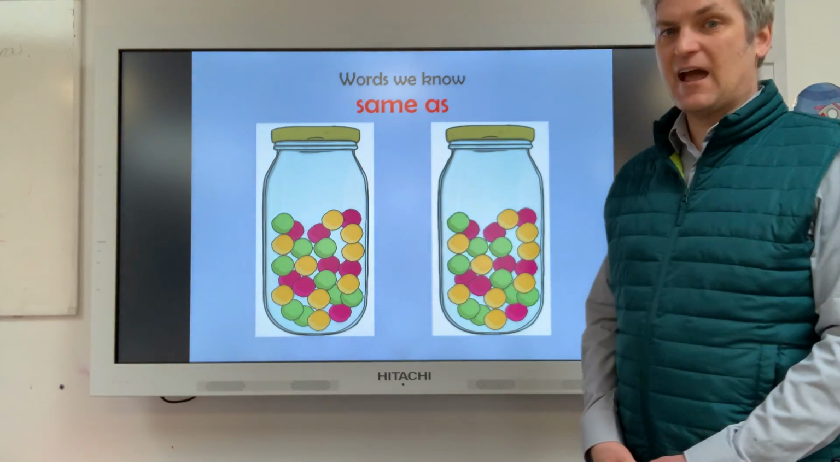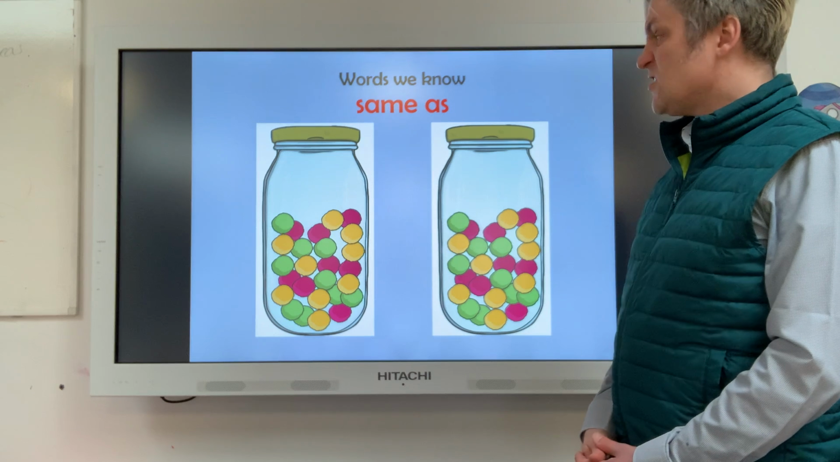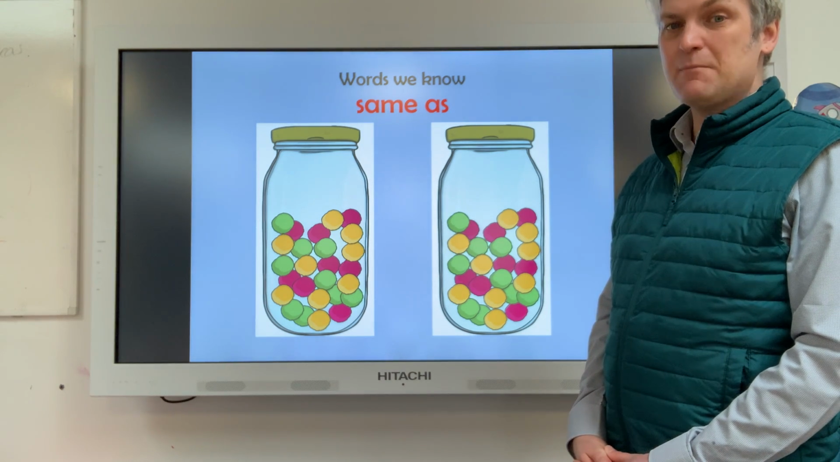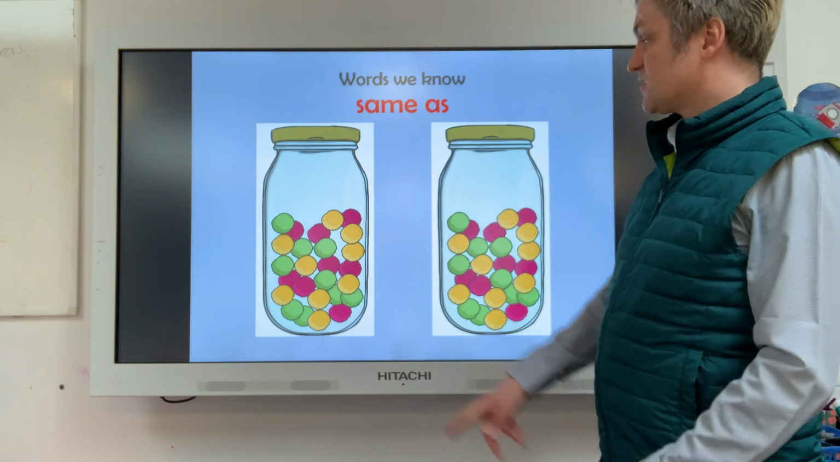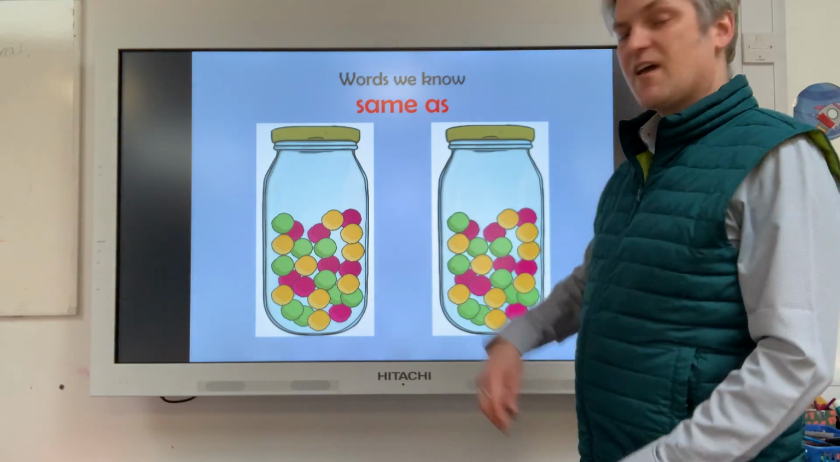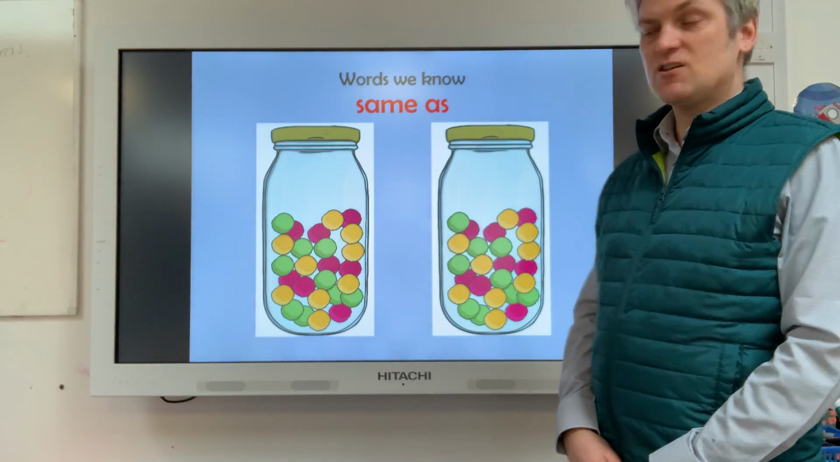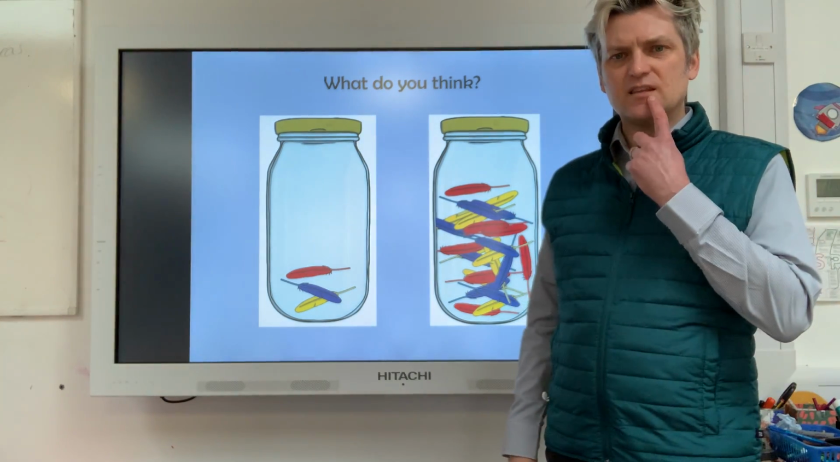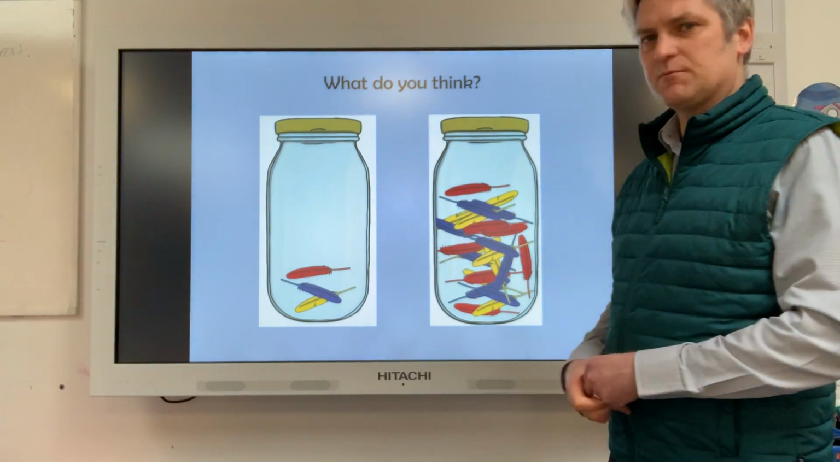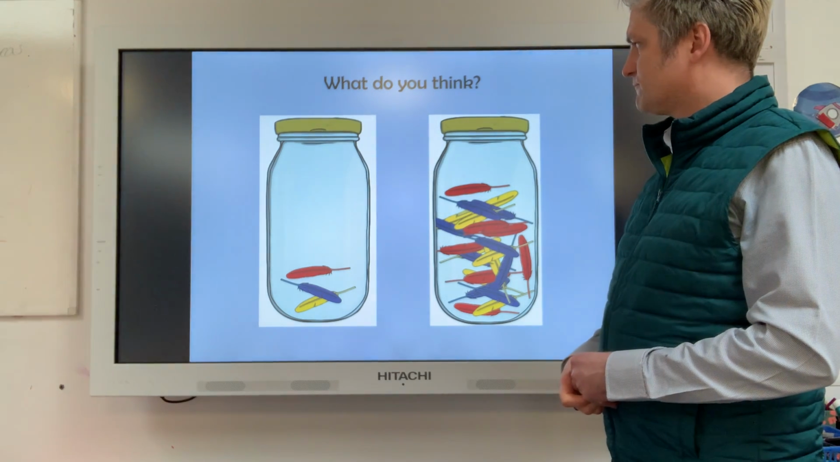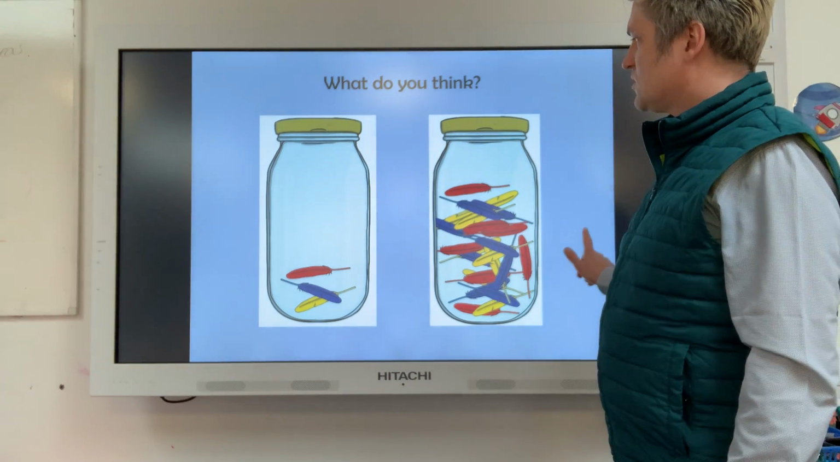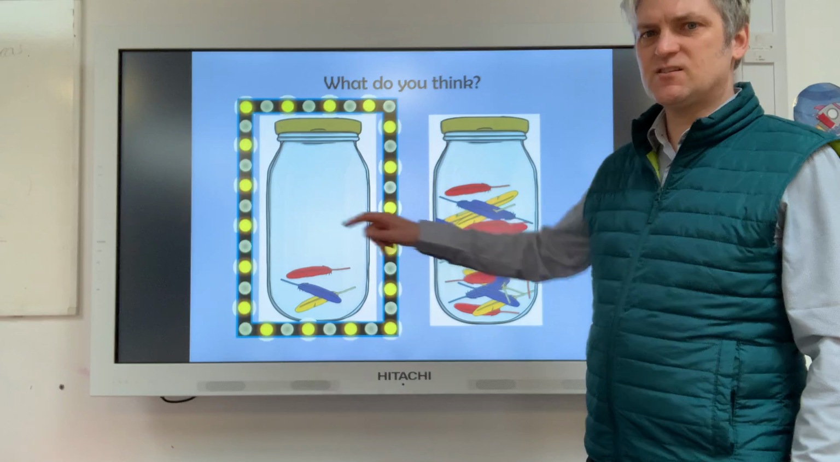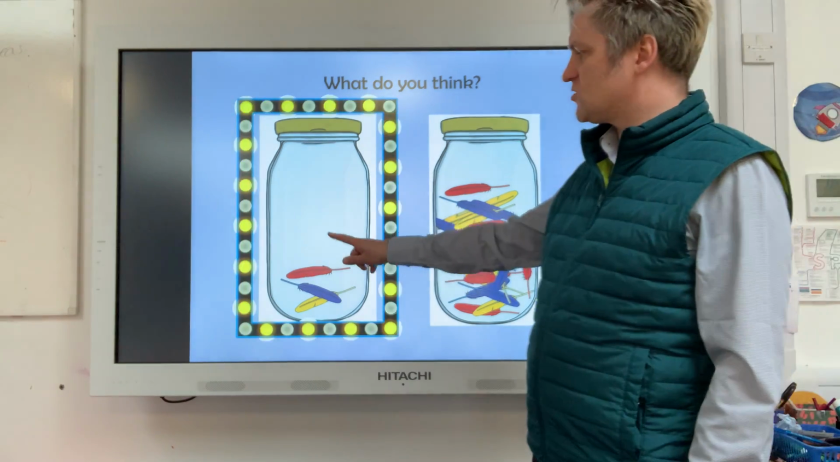Okay, but now, each jar, it's the same as the other jar, isn't it? So this jar and this jar, they're the same as each other. Okay, what do you think this time though? All right, I'm not going to tell you. All right, what do you think about this jar? What could you tell me about this jar here?